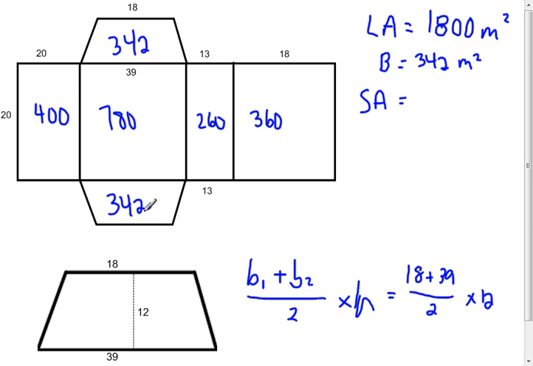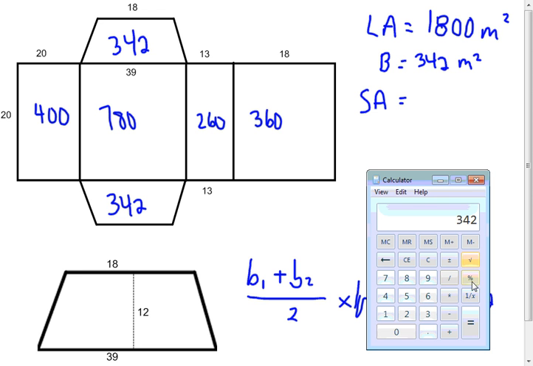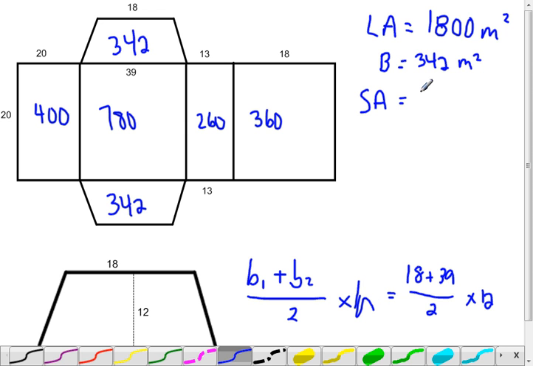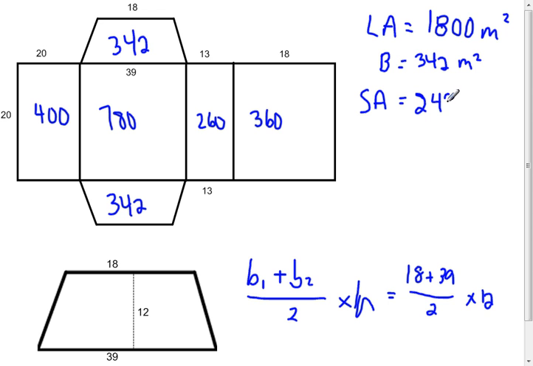So for the surface area, we're going to go the lateral area, which we figured out was 1800, plus 342, plus 342. So let's add those up. 342 plus 342 plus 1800. And I get 2484. So the surface area of this thing is 2,484 meters squared.